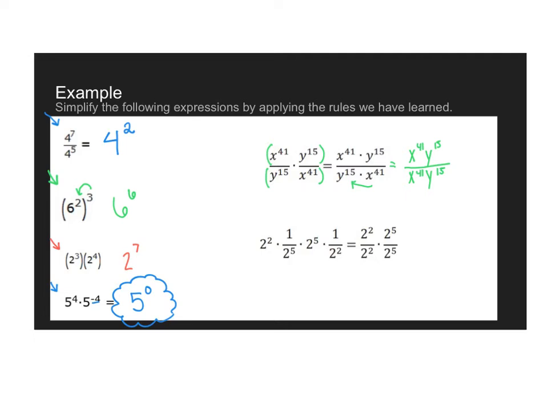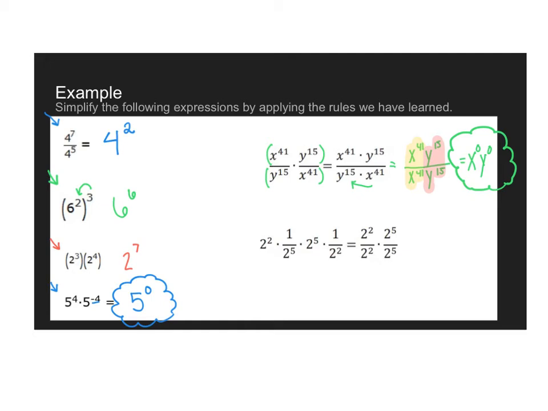Now, if we were dividing these, we would subtract. We have two different bases here, so we're going to work with each base at a time. So we have x to the 41st, and then we have y to the 15th on the top and bottom. And in order to simplify this, all I'm going to do is subtract. So x to the 41st minus x to the 41st is going to be x to the 0th power. And then y to the 15th minus y to the 15th is going to be y to the 0th power. And again, we are going to highlight this answer because we're going to talk about that 0th power later today. That's what this lesson is about.